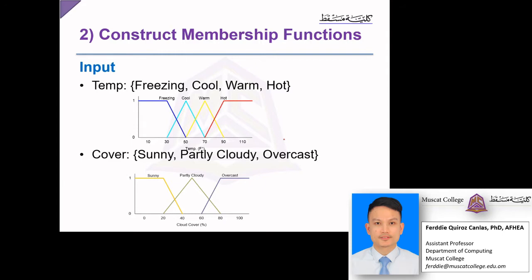For those people who were not here last time, we're just doing the calculation only. So for the temperature, we represented our membership functions this way. For freezing, we have this, okay? So this drawing from here up to here is for the freezing, and from here up to here is for the cool, and from this side up to this side is for the hot. Okay, I hope you can see what I am pointing at. And then for the cover, we also constructed our membership functions. So sunny is like this, partly cloudy is like this, and overcast is like this. So this will be our cloud cover in percentage, okay? And temperature is represented in Fahrenheit.